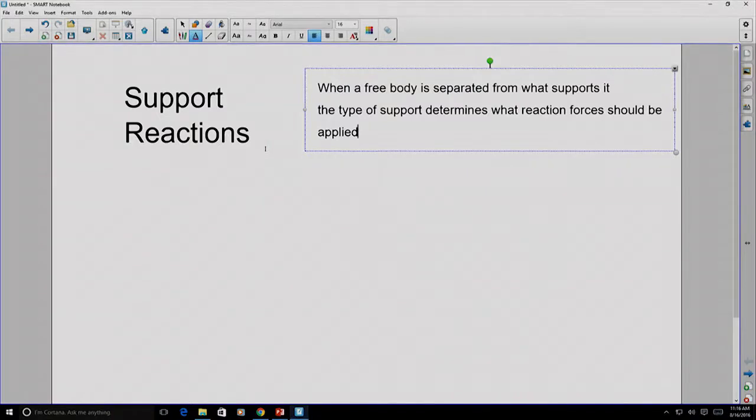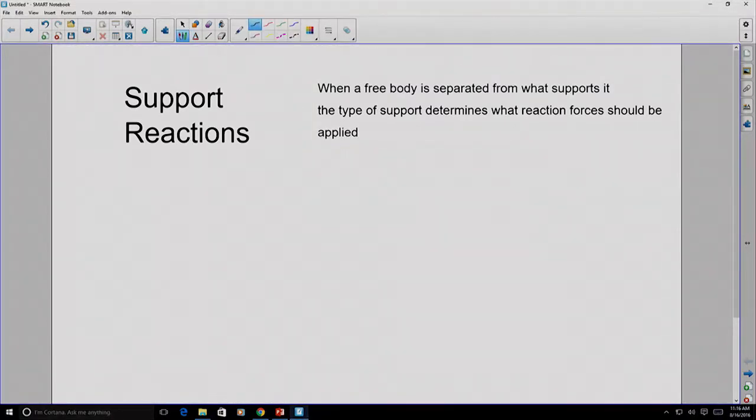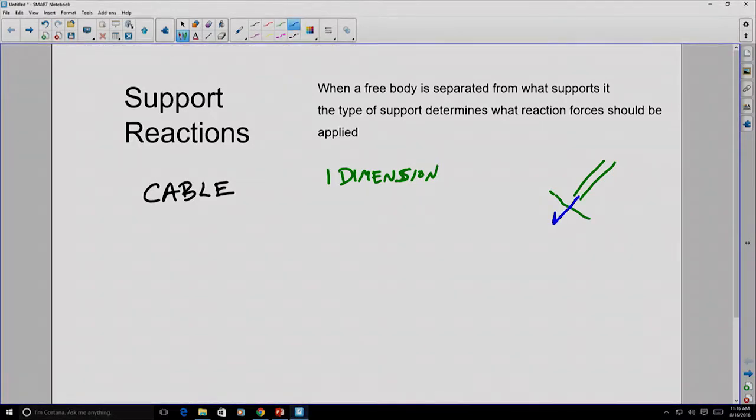Let's create for ourselves a chart of the different types of support and the reactions that correspond to them. We're familiar with the first type, a cable. A cable acts in one dimension, in whatever direction the cable is actually aligned in. So if I draw a picture of a cable and I slice it off, then we know that that cable is acting in just one dimension.